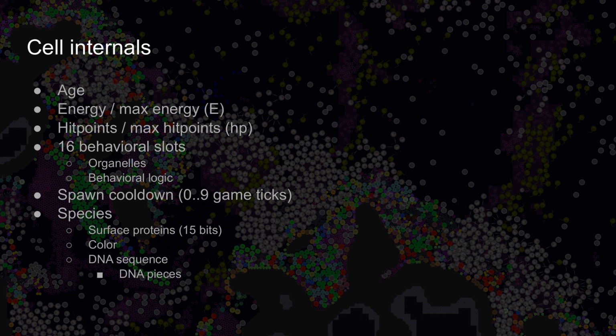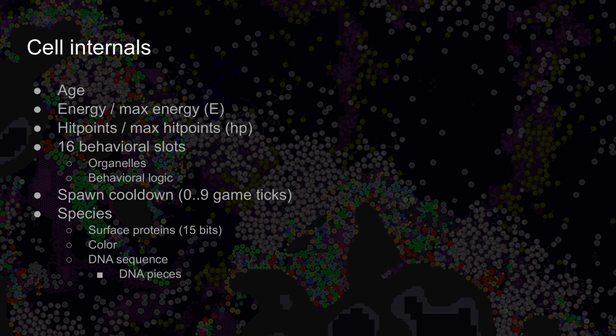Each cell belongs to a species. The species definition sets multiple properties of the cell. In the real world, cells have surface proteins to identify each other. In this simulation, this is represented by a 15-bit number. Touching cells can behave differently depending on how much their 2 surface protein numbers match or differ. The starting color of the cell also comes from the species definition, as does the DNA sequence, which is executed by each cell as a program of life.